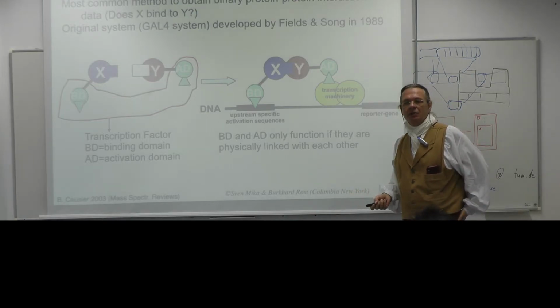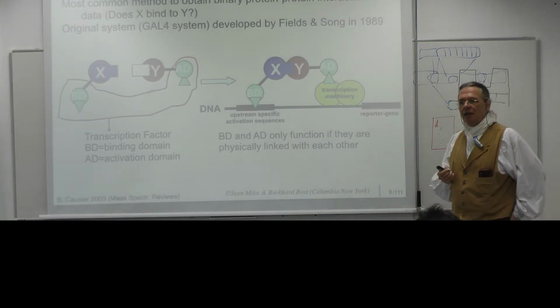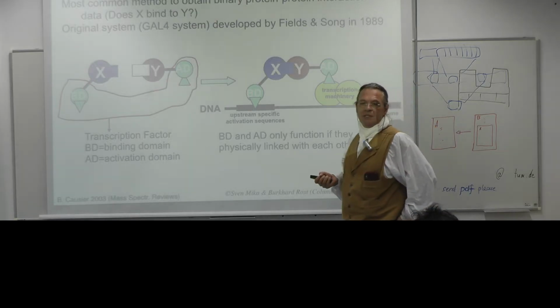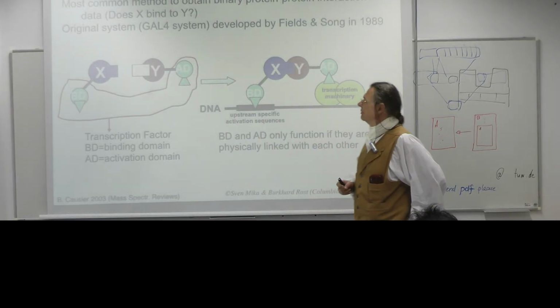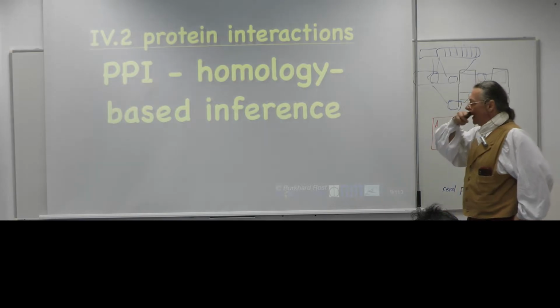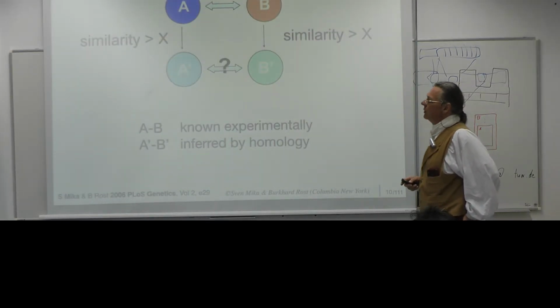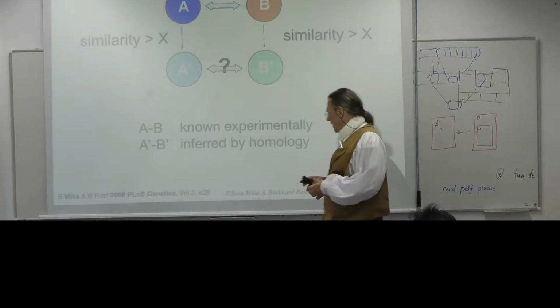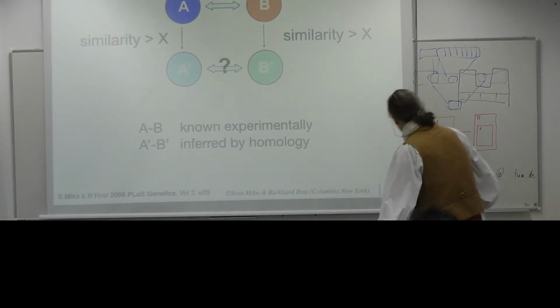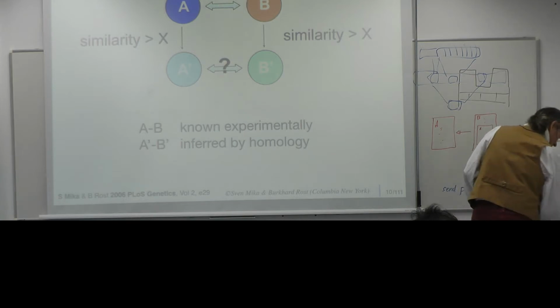And this is the way people test this on a large scale. Large scale means thousands of proteins at the same time. And then they are filling out these signals. One way of doing it is homology-based inference. So this is the old story that we had, but now it becomes a little bit more complicated.